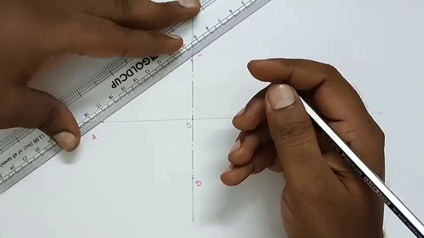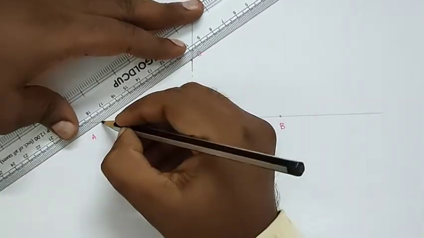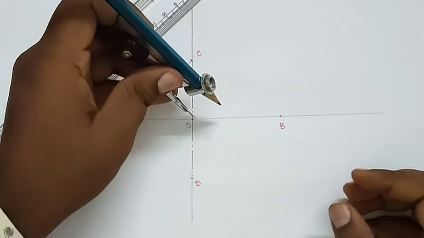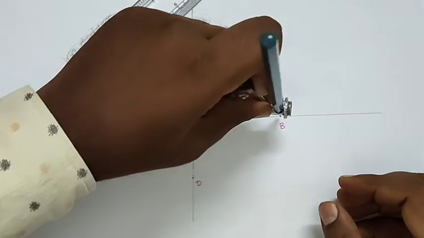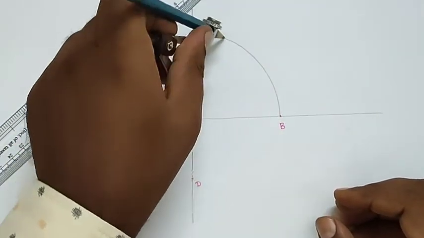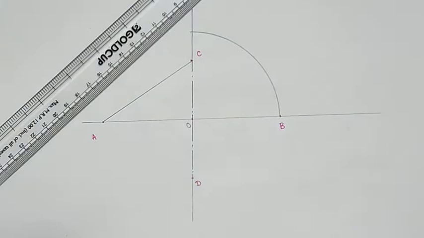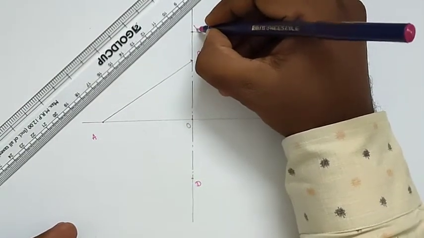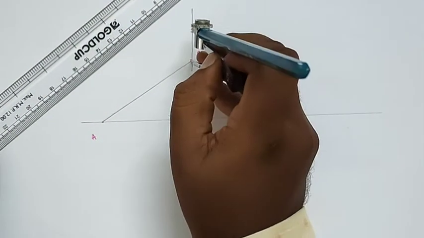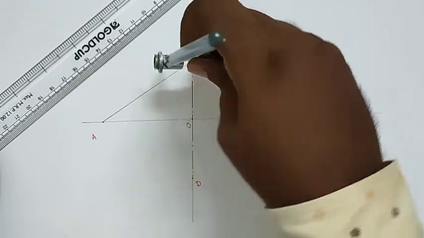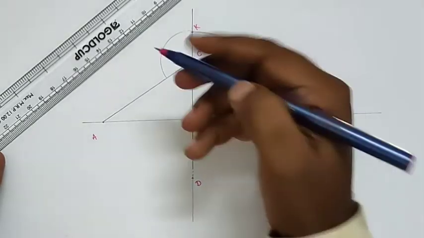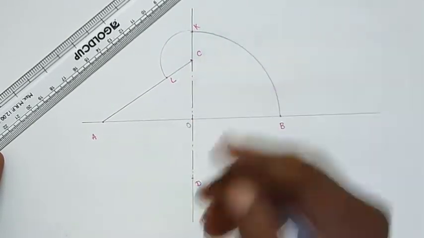Now joining the AC line in this method. Join AC line. Now taking O as center, OB as radius, draw an arc up to the extension line of the minor axis, and I am selecting this point as K. Now taking C as center, CK as radius, draw an arc up to the AC line. On the AC line we will get an intersecting point; select this point as L.